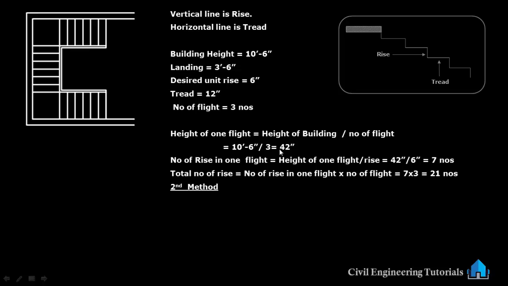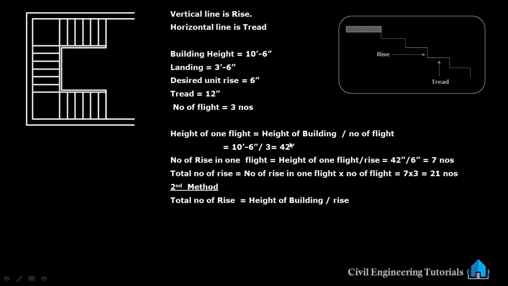Now I will use the second method. If you want the height of all flights to be the same, meaning here I want to keep the 3 flight heights the same, then in this case divide the building height by the number of flights. But in the second method, total number of rise is height of building divided by rise. So in the first method, when you want to keep the 3 flight heights the same, divide the building height by the number of flights.